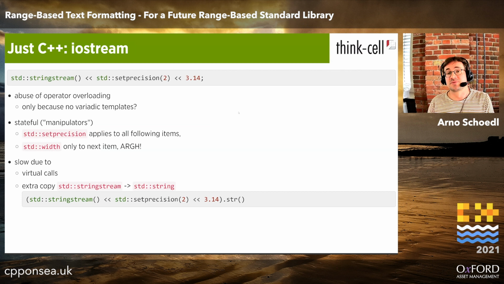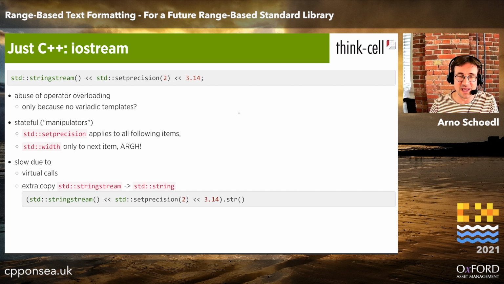Let's look at the other choice. That's the just C++ choice, and see how that goes. The most common way to do it would be IO streams. They're not particularly popular, and because they abuse operator overloading, presumably because they didn't have any variadic templates back then. They're also bad because they are stateful, so you can switch around the state while you pipe these sequences. You shift these sequences of placeholders into your stream.